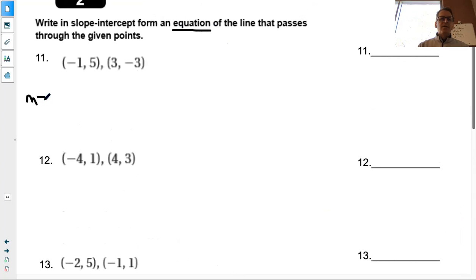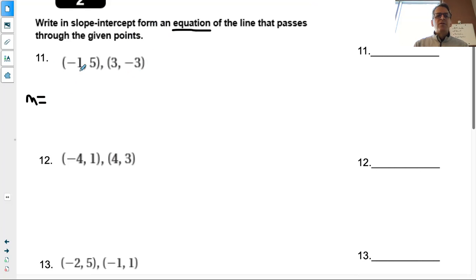Once we have the slope, then we can either use the slope-intercept form, or we could use our point slope form. So for the majority of these types of problems, 11, 12, and 13, we found the slope and then we use point slope form to start the equation. And then to find the answer in slope-intercept, we just convert it to slope-intercept. All right, let's do number 11 first.